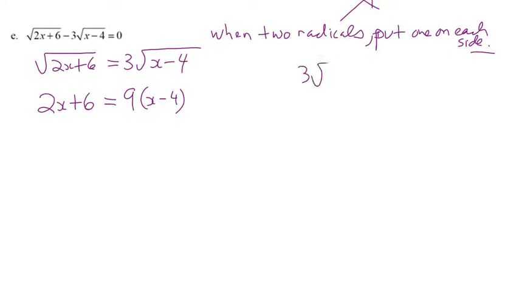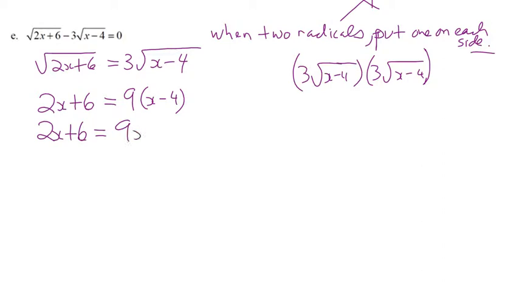So if you want to, just think of it as this, right? It's 3 root x minus 4 times 3 root x minus 4. Right? Bracket there. Okay, and just do this way. It's 3 times 3 is 9. Root x minus 4 times root x minus 4 is x minus 4. So it's 9 times x minus 4. And again, if you just want to write it as 9x minus 36, that's good. Okay, but that'll be our next step. So 2x plus 6 is 9x minus 36.